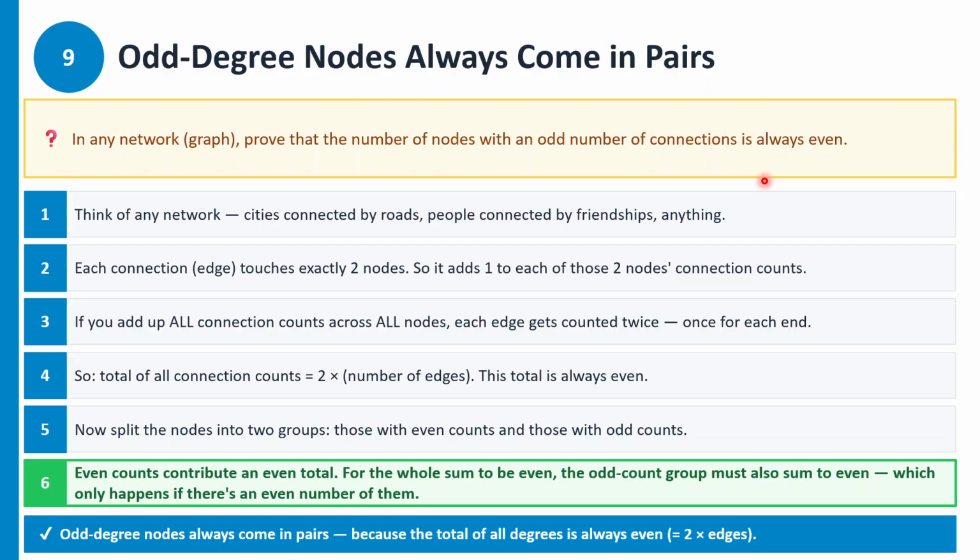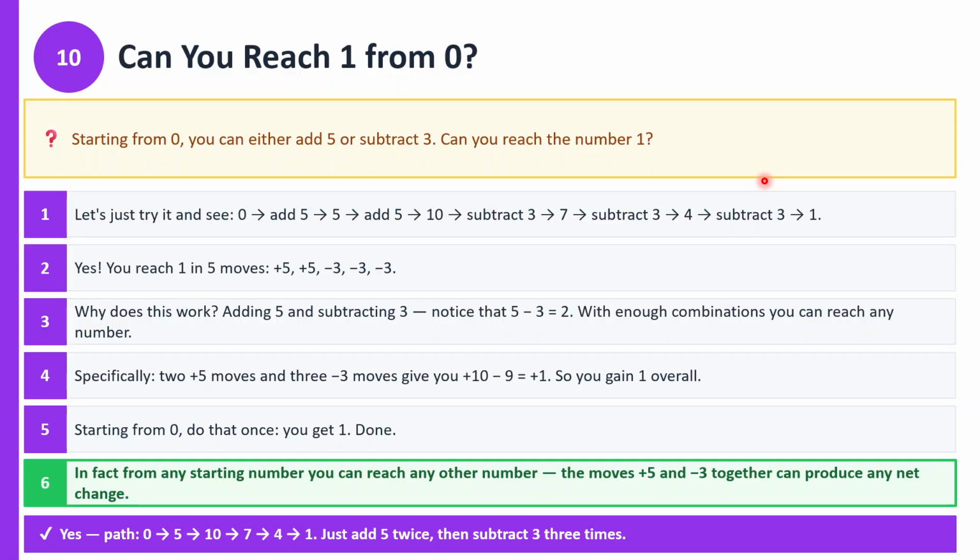And if you take friendship, two people are connected in one single thing called friendship. One connection but two nodes, two people. So that's the point of all these. It always comes in pairs, so it's always even. So this is the last question.